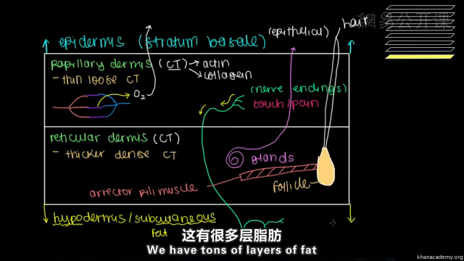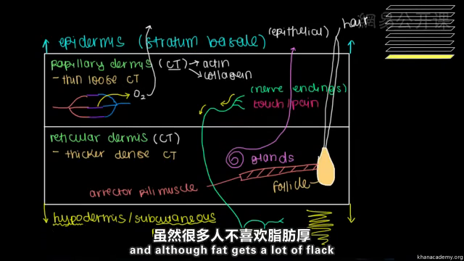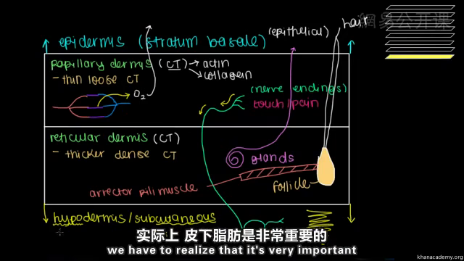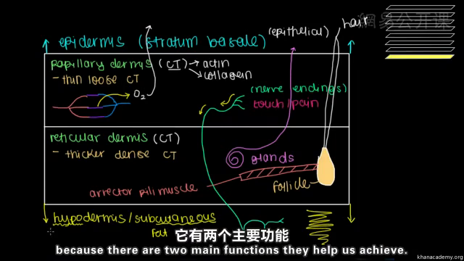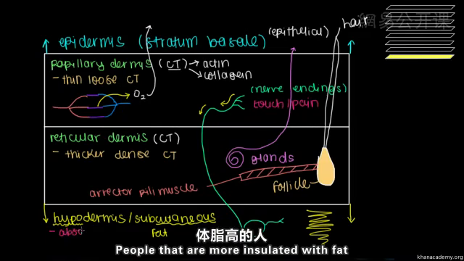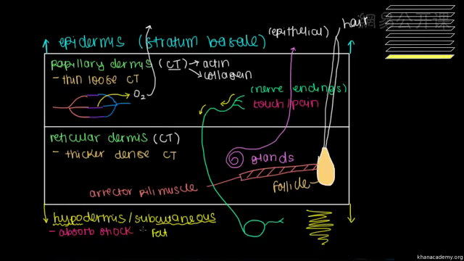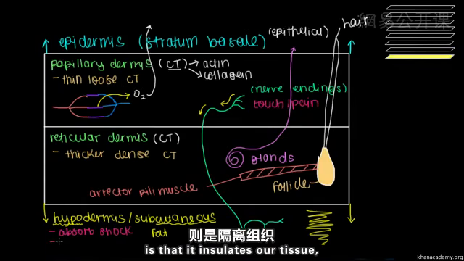We have tons of layers of fat that could vary from person to person. And although fat gets a lot of flack, we have to realize that it's very important because there are two main functions they help us achieve. First of all, fat absorbs shock. People that are more insulated with fat are able to withstand traumatic injuries maybe more effectively than others. And the other thing that it does for us is that it insulates our tissue.